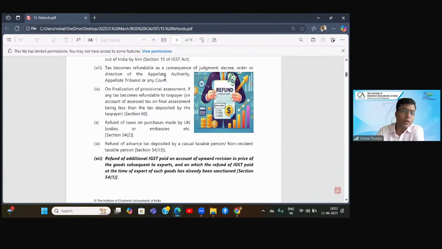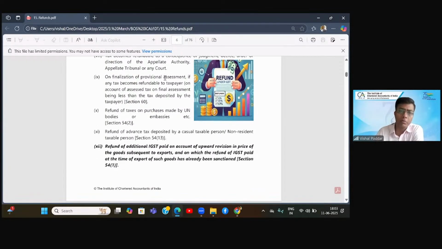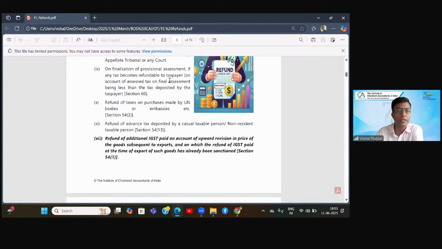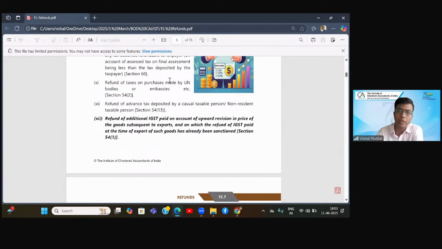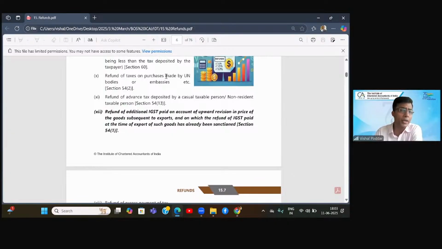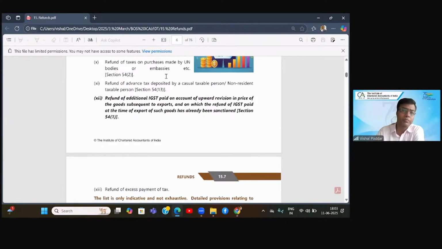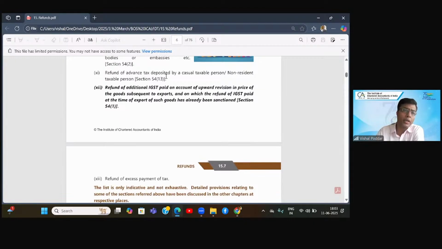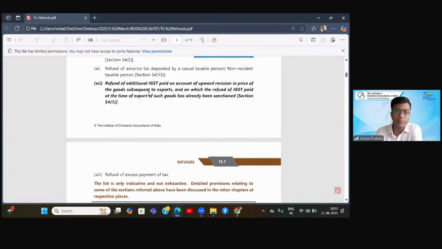Then refund which becomes applicable on the basis of any judgment or decree of any court or tribunal. Next, where there was provisional assessment in which you paid tax at a higher rate or higher value. Later, on finalization of the assessment, it came out that the tax rate is lower. So you can claim the difference as a refund. Refund given to United Nations bodies or embassies. Then refund where a casual taxable person or NRTP, at the time of registration, has to pay tax in advance. But after the conclusion of their event or exhibition, if the final liability is lower, they can claim a refund.